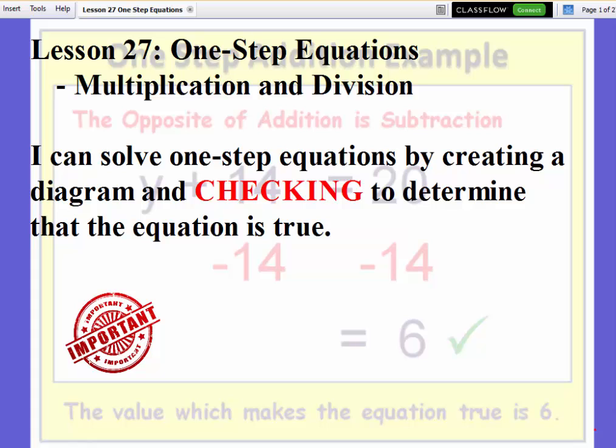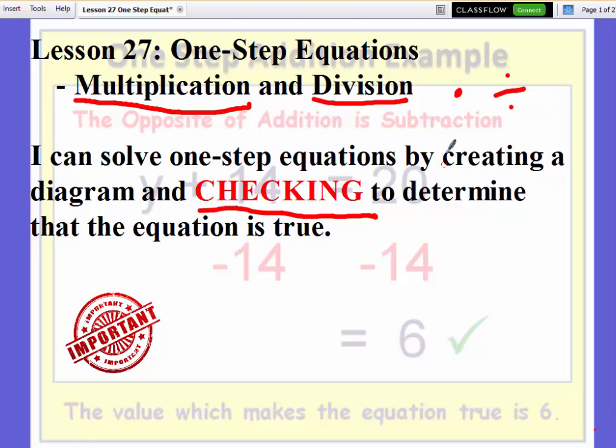So today's lesson is going to be on one-step equations, just like lesson 26, only today we're focusing on multiplication and division. So you're not going to see any addition, subtraction like yesterday, just your multiplication and division for today's problems. So it's the exact I can statement from yesterday. It's I can solve one-step equations by creating a diagram and checking to determine that the equation is true. If you're not checking, you're redoing your work.